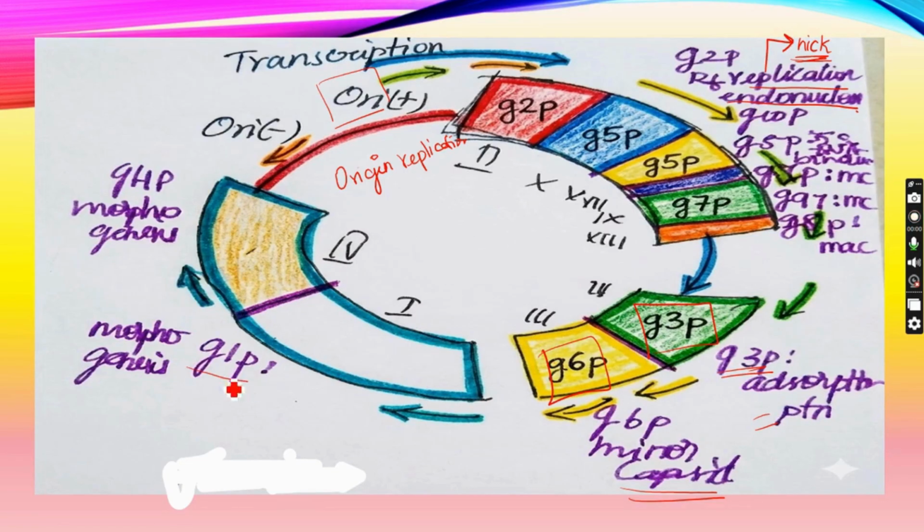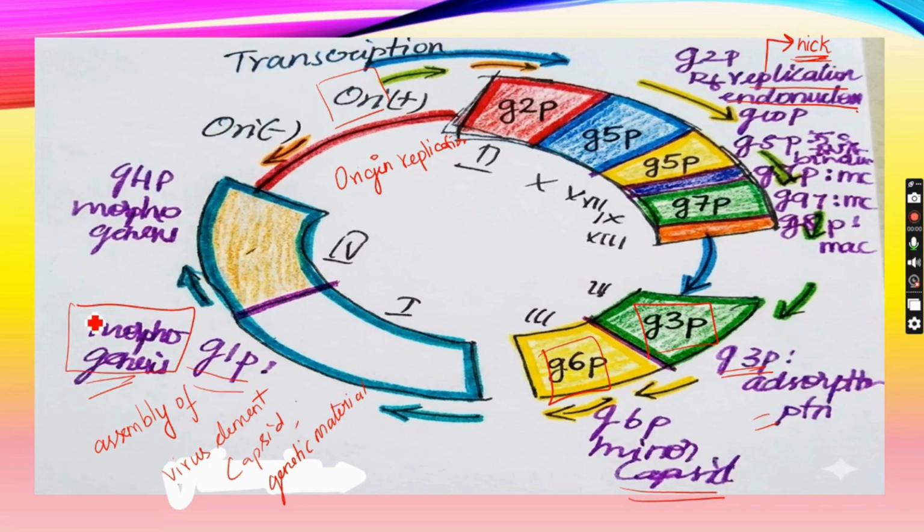sequences. Then G1P is going to be morphogenesis. Morphogenesis means assembly of virus elements. The virus elements are going to be the capsid and the genetic material. These all get assembled by this morphogenesis process. This assembly is going to be carried out by this genome, a protein synthesized by this genome.